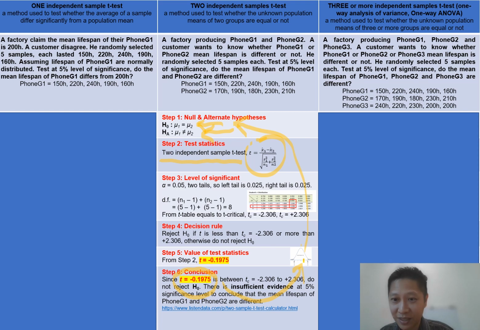Next question. If the price of the phone G1 is 700 and the phone G2 is 800, which one do you want to buy? Since the lifespans will be the same, we're going to buy the phone G1 because it's cheaper.